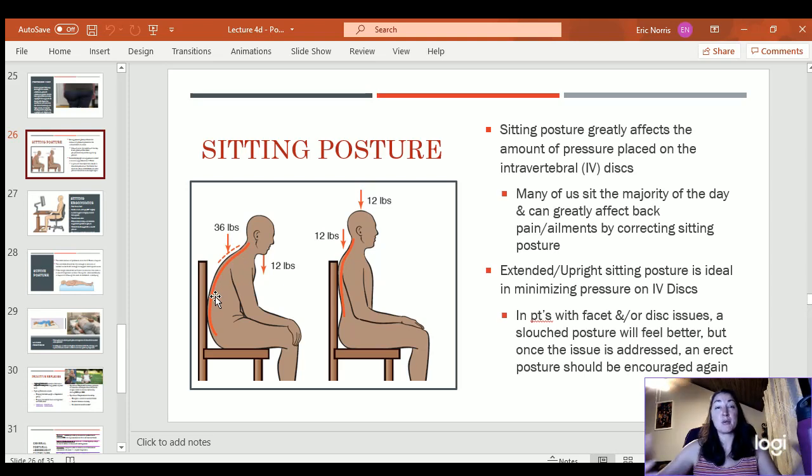Especially for people who are sitting the majority of the day. If you're sitting for long periods of time, it's even more important to have an upright position.